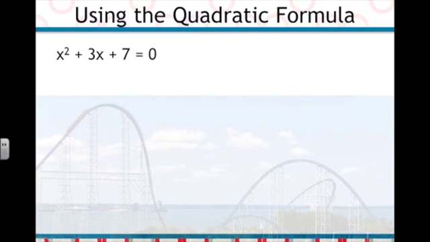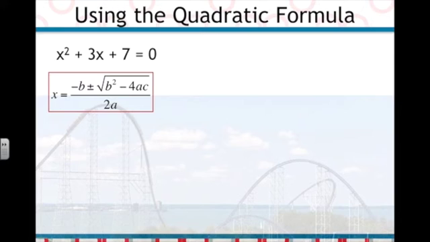Our last example is a little different, but it's one that you need to know how to deal with. Given the equation x squared plus 3x plus 7 equals 0, we'll start the same way we have before. Write down the formula, then identify a, b, and c. A is the coefficient of x squared, so in this case it equals 1. B is the coefficient of x, so b equals 3, and c is the constant, so c equals 7.